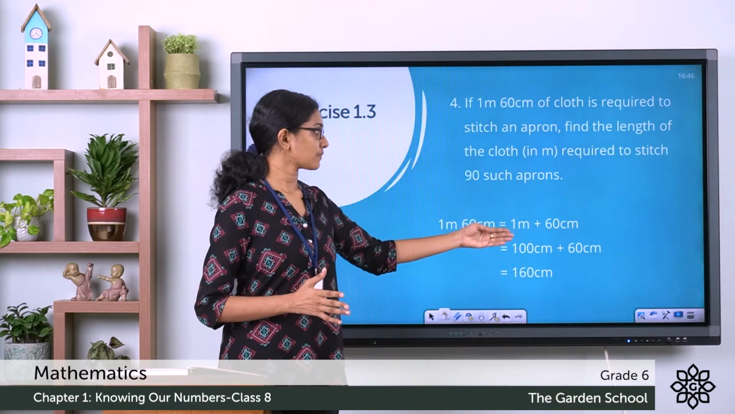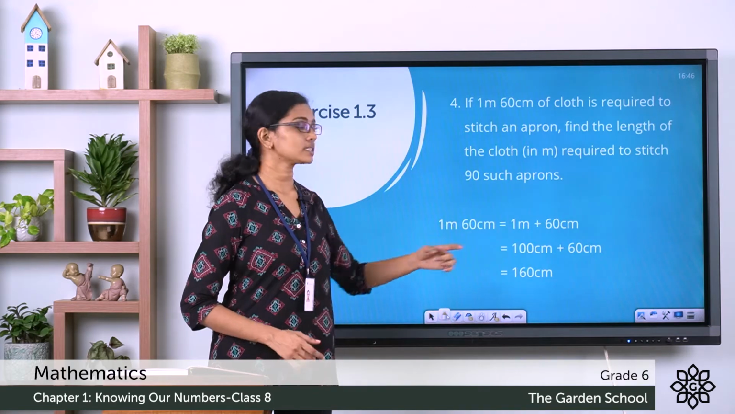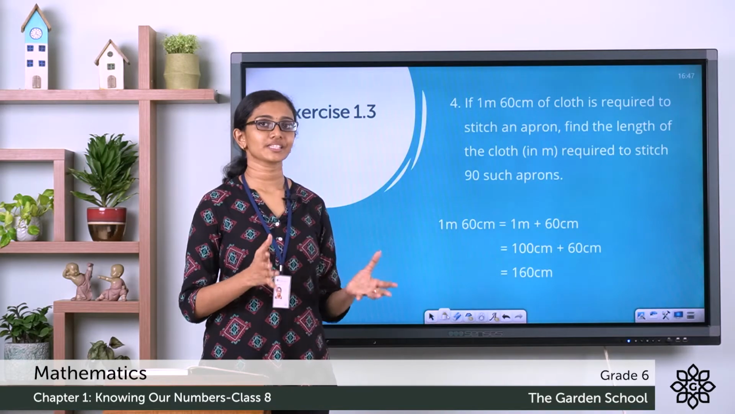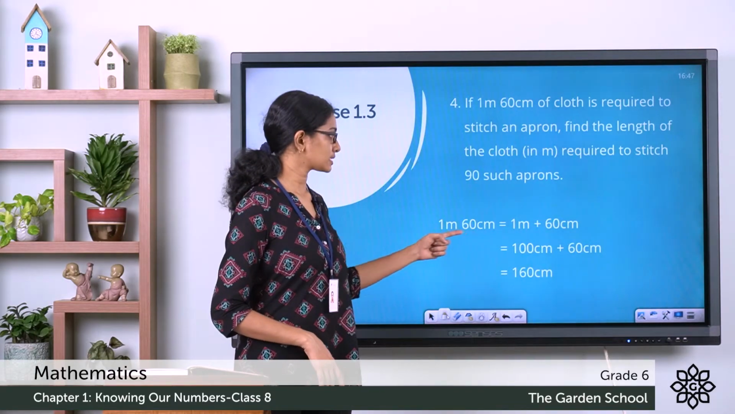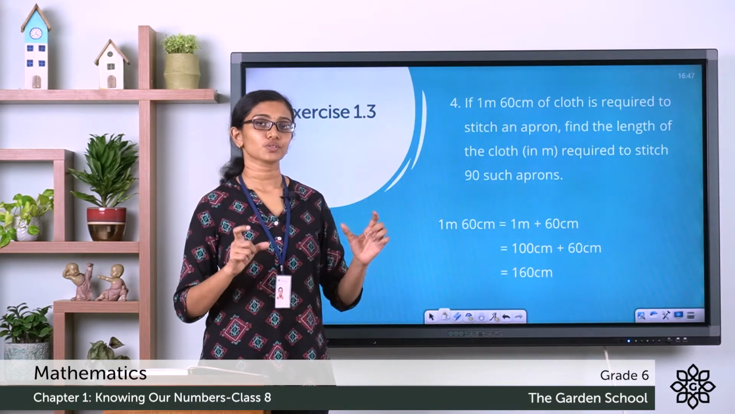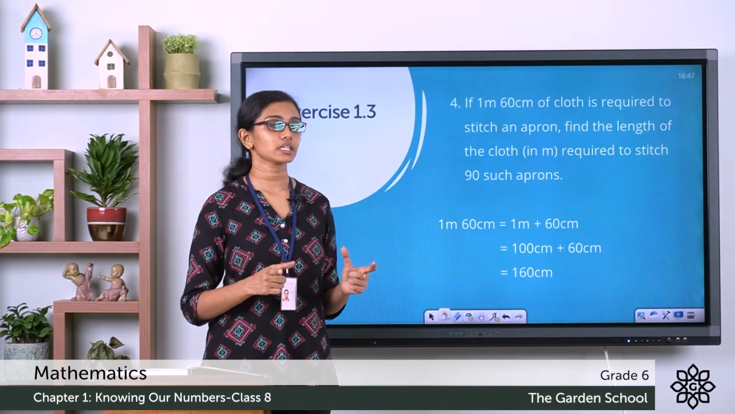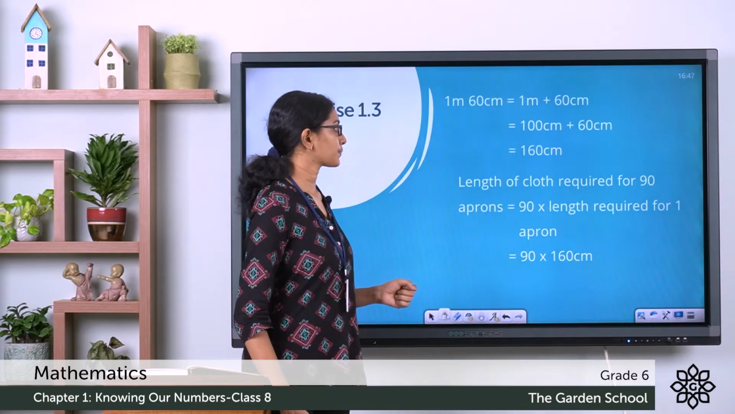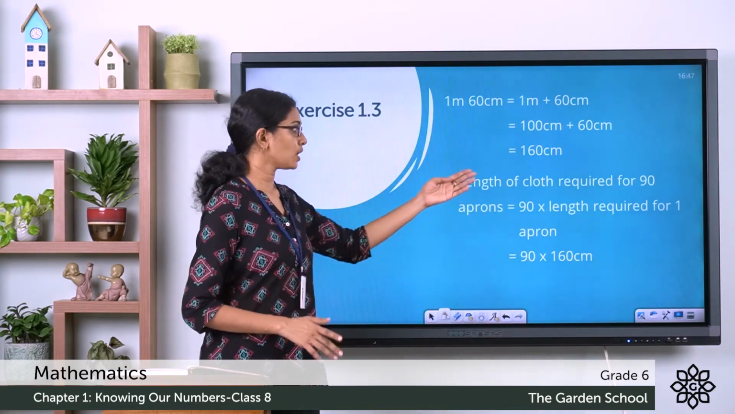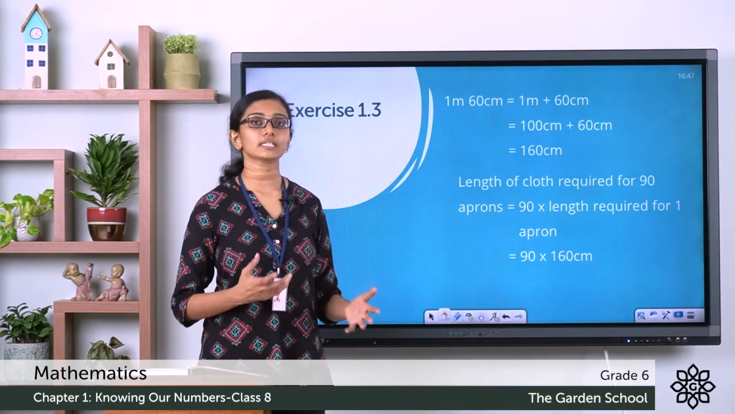And you see 1 meter 60 centimeter is a little extra than 1 meter. So that's why we have written that as 1 meter plus 60 centimeter, and we know 1 meter equals 100 centimeters. So, we say 1 meter 60 centimeter is equal to 100 centimeter plus this 60 centimeter, which equals a total of 160 centimeter. So, this is the length of cloth required to make 1 apron. We need to find the length required to make 90 such aprons. So, the length of the cloth required for 90 aprons is equal to 90 into the length required to make 1 apron, that is 90 into 160 centimeter.